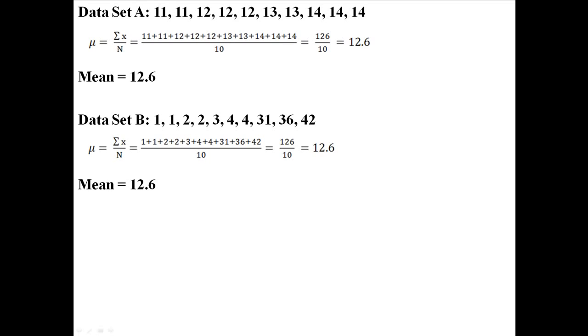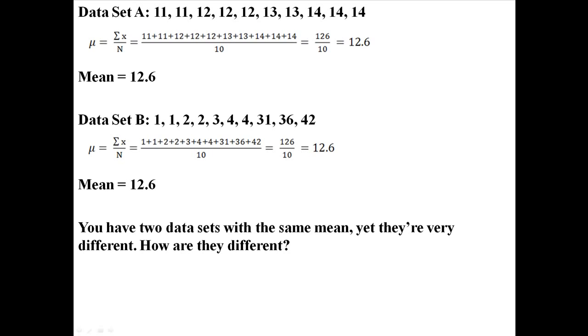Now imagine you have a data set like this. The numbers are kind of spread out. It starts off low, 1, 1, 2, and then goes all the way up to 31, 36, 42. Now when we add those all together and divide by how many we have, we also get 12.6. So you have two data sets here with the same mean, even though the data sets look very different. How are they different? Basically, how could we describe that difference?